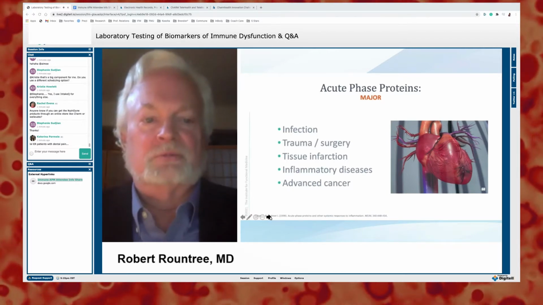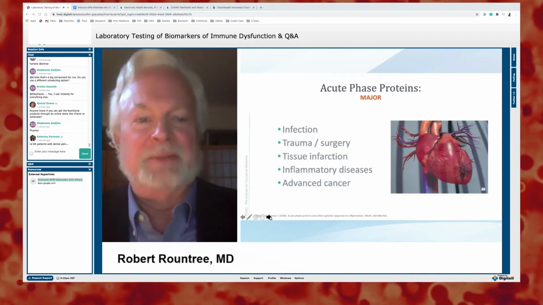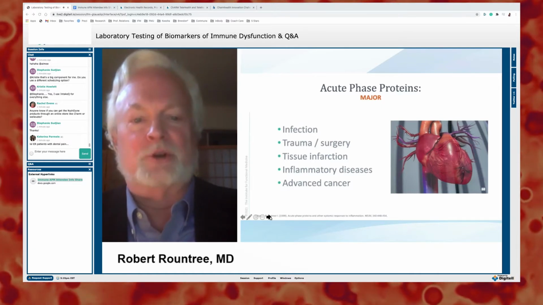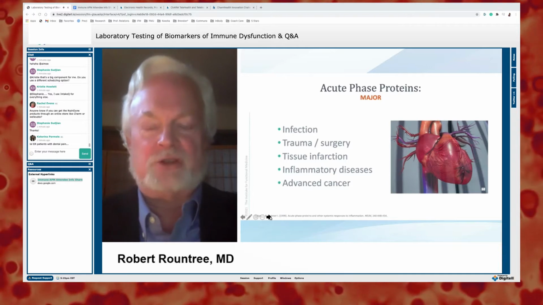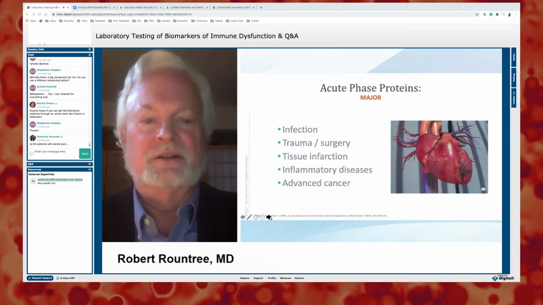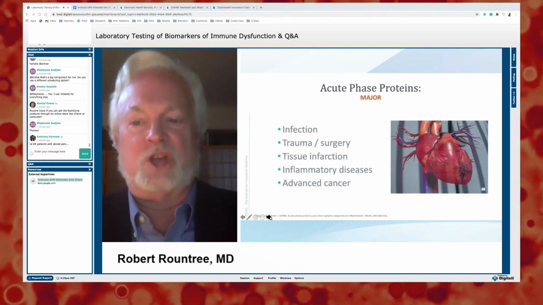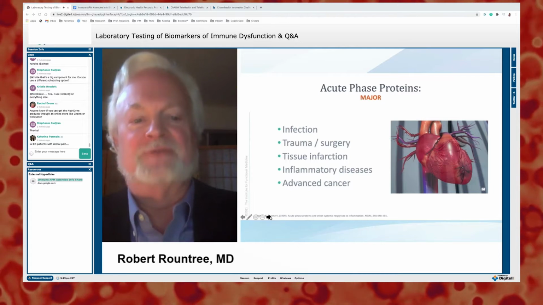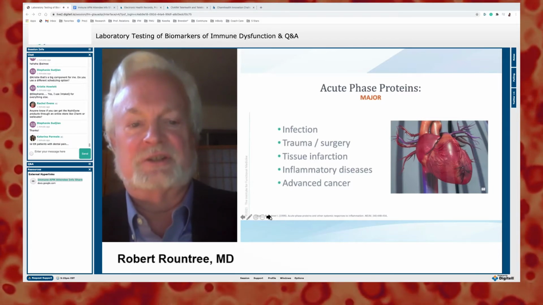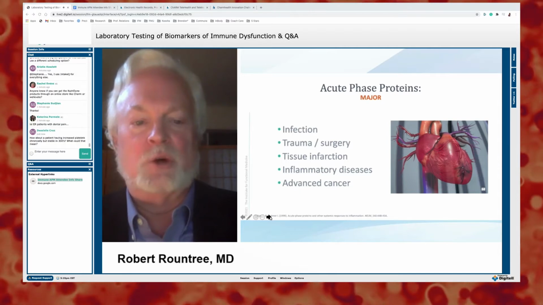Where do you get big time increases in C-reactive protein and other inflammatory markers? Well, infection. Classic one is pneumococcal pneumonia, and I'll cover that in a minute. Any kind of trauma or surgery. Can an ankle sprain make your CRP go up? You bet it can. Seen that happen. Myocardial infarction can do it, or any kind of acute ischemic damage. Inflammatory diseases, inflammatory bowel disease, for example, can make it go up.